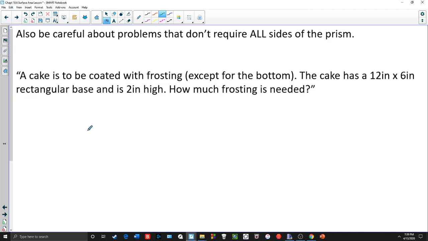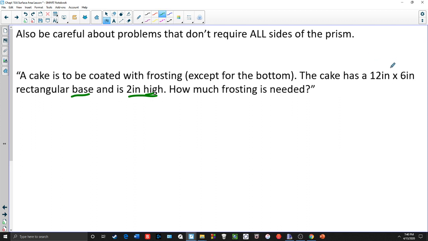Now, some prism problems will require you not to necessarily shade every piece of it. So for example, in this case here, we have a cake to be coated with frosting except for the bottom. So you're not obviously going to frost the bottom of the cake because it's going to be sitting on the plate. So it says it has a 12 by 6 inch rectangular base and it is 2 inches high. So that means that this 12 by 6, that's what's going to be sitting on the bottom.